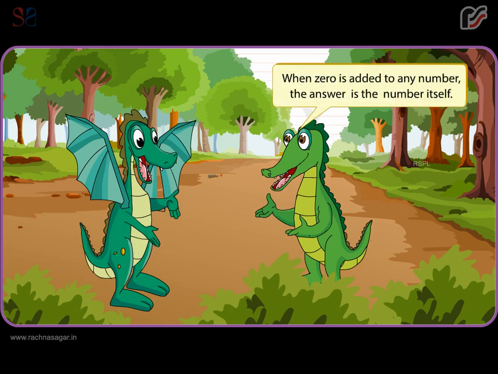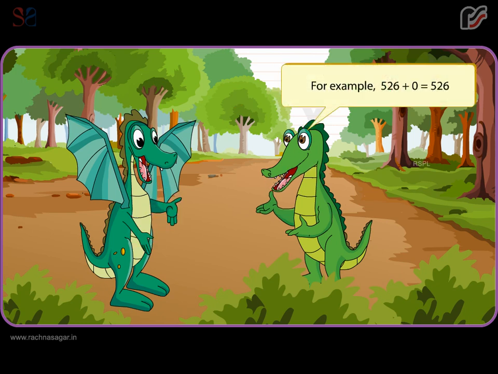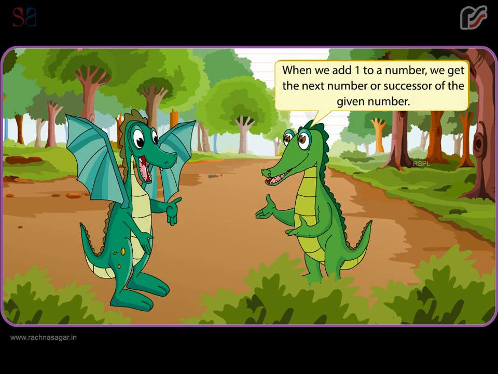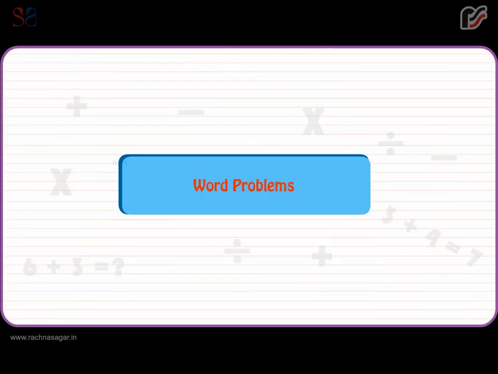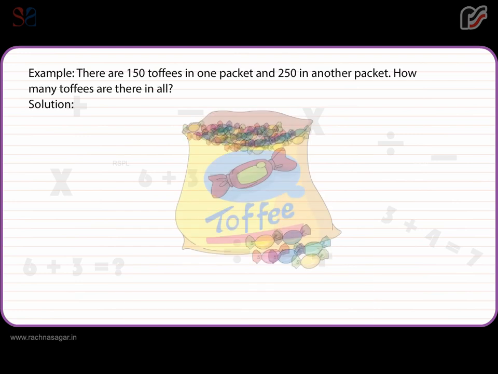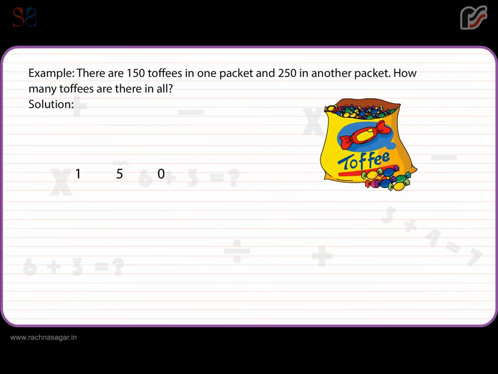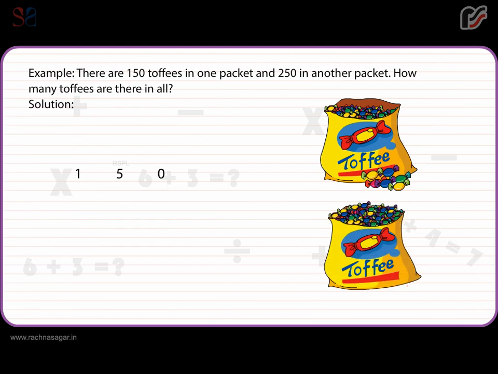When 0 is added to any number, the answer is the number itself. For example, 526 plus 0 is equal to 526. When we add 1 to a number, we get the next number or successor of the given number. For example, 1625 plus 1 is equal to 1626, which is the successor of 1625.